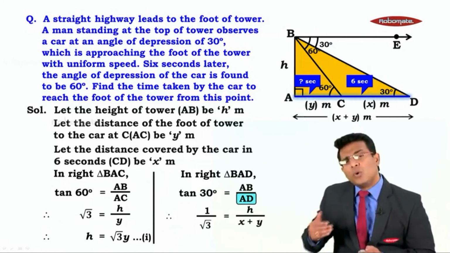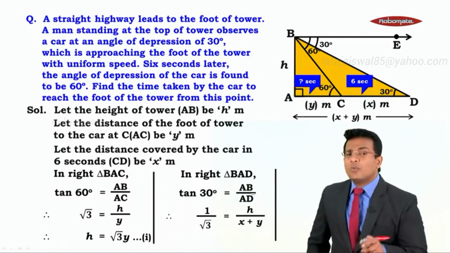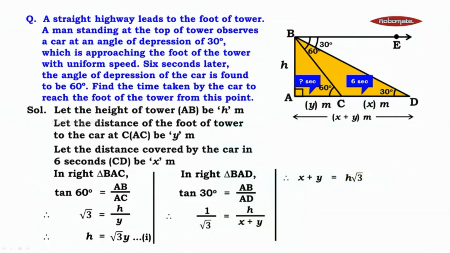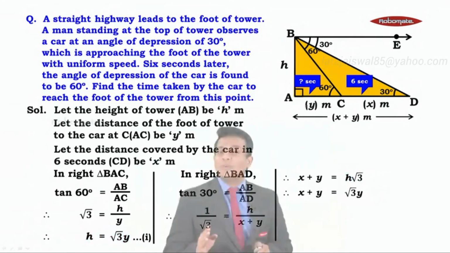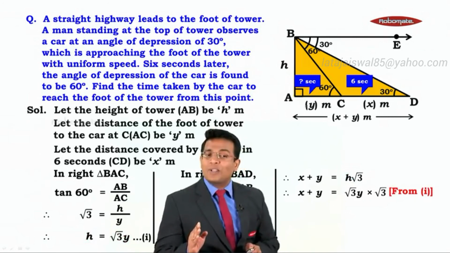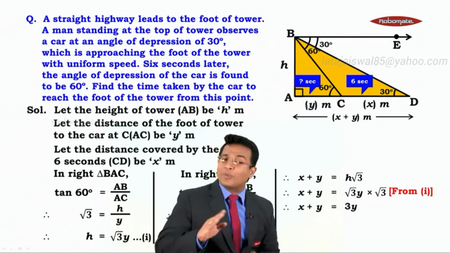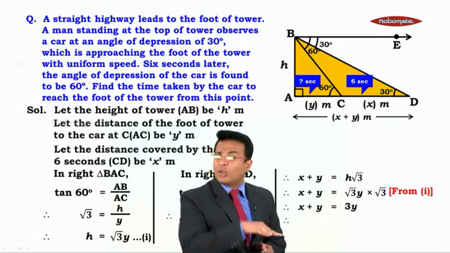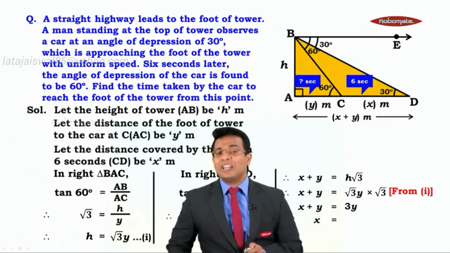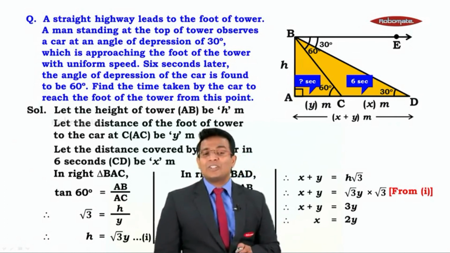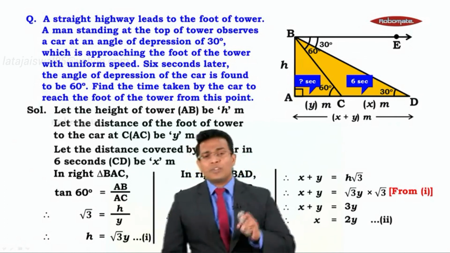Beautiful. So again here, when we solve it further, we get X plus Y is equal to H into root 3 when we cross multiply. But from the first equation, we have the value of H. So we can substitute that value of H from the first equation. So we write root 3 Y into root 3, right? So we get X plus Y is equal to root 3 into root 3 is 3, so X plus Y is equal to 3Y. That means Y goes on to the other side. So we have X is equal to 3Y minus Y. That means we get X is equal to 2Y. And let's say that is our equation number 2.